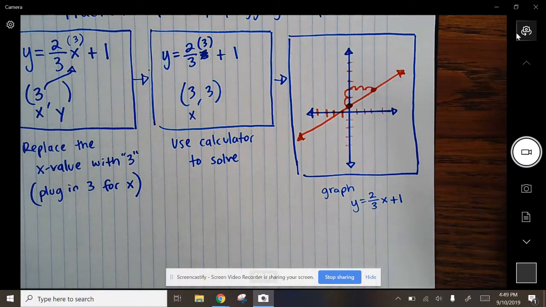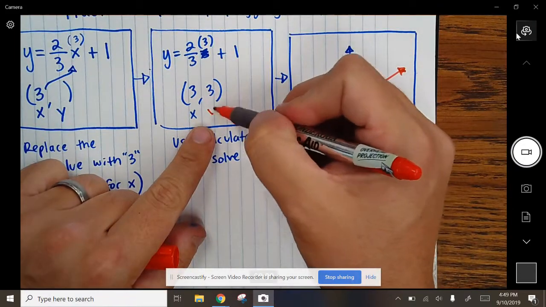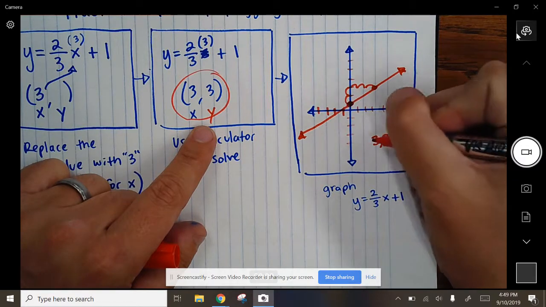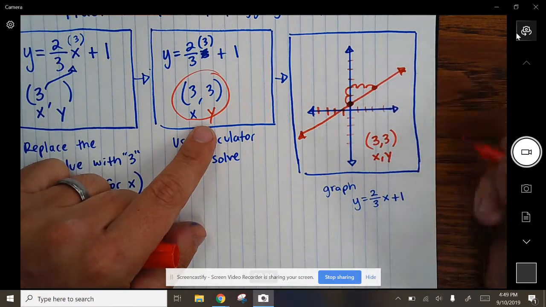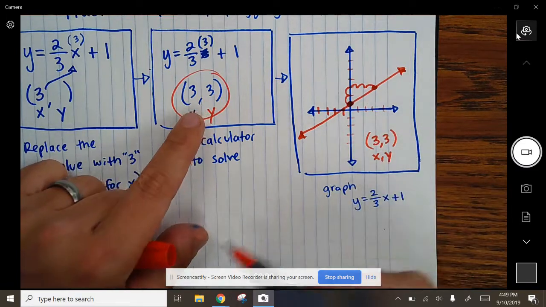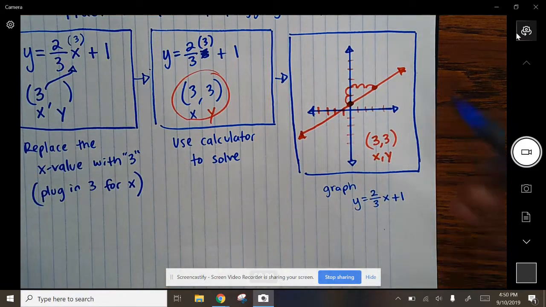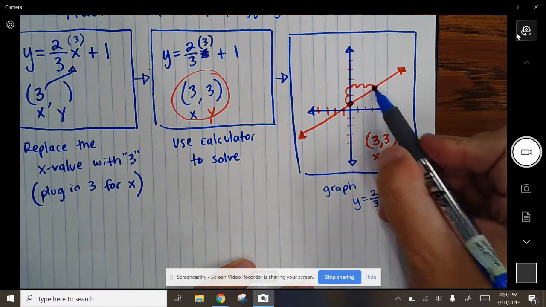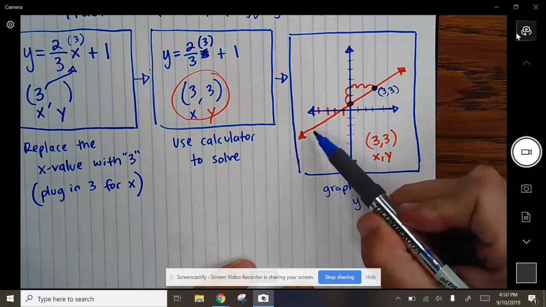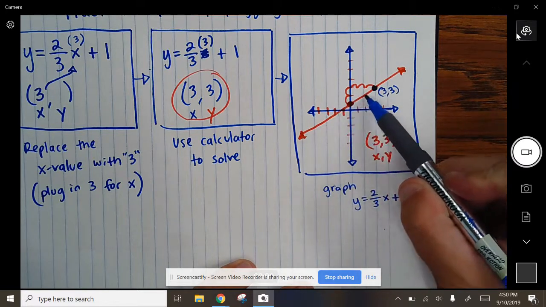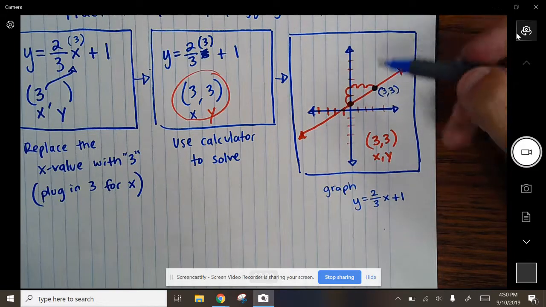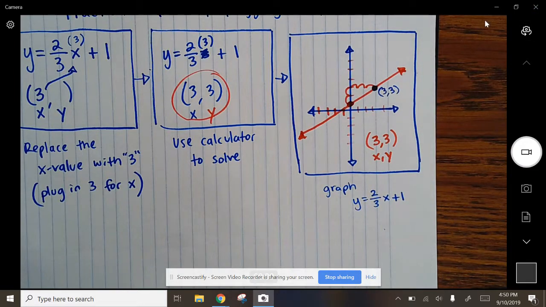Okay. Now, this coordinate, 3, 3. Interesting. 3, 3, X and Y. Do you notice this coordinate anywhere on this graph? Where is that coordinate? Over 3, up 3? Is it right there? And what do you notice about this coordinate? It's also on the line. So the answer 3, 3 ends up being on the actual line.